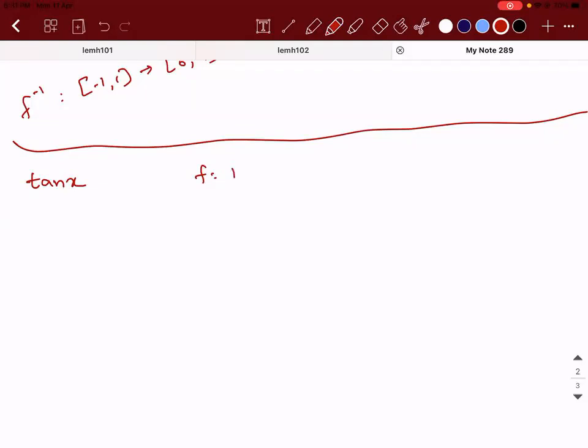So f is a function mapped from real numbers except where? Except (2n plus 1) pi by 2, where n belongs to the integer set Z. This is the domain. Then what is the range? That is minus infinity to infinity. That is R. Minus infinity to infinity, or R, means the same. Okay. So if this is going to be the scenario, then how is the graph going to look?